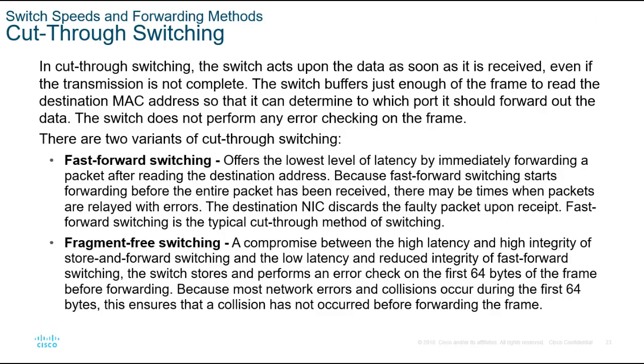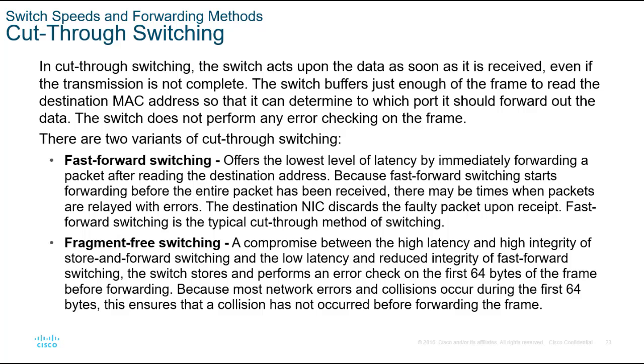Within cut-through switching, there are 2 subtypes, fast-forward switching and fragment-free switching. Of the 2 subtypes, fast-forward switching is the most common. Fast-forward switching has the lowest latency, or delay, because it immediately forwards a frame as soon as it reads the destination address. Latency is measured from the first bit received to the first bit transmitted. Because fast-forward switching starts forwarding before the whole frame has been received, frames with errors are forwarded. This doesn't happen often, and if it does, the destination NIC will see the error and discard the faulty frame.